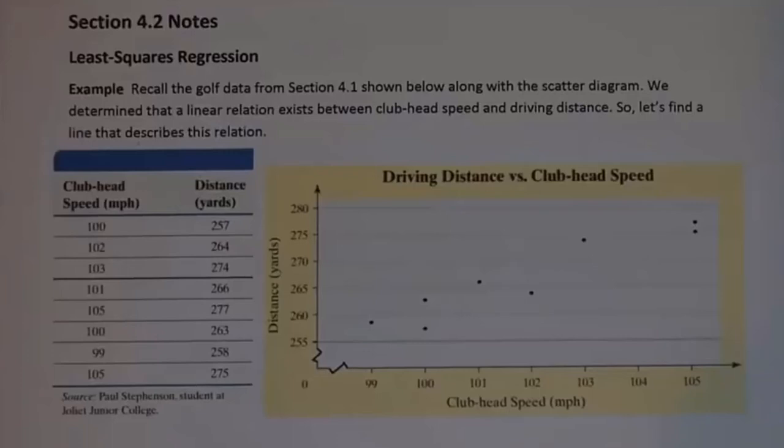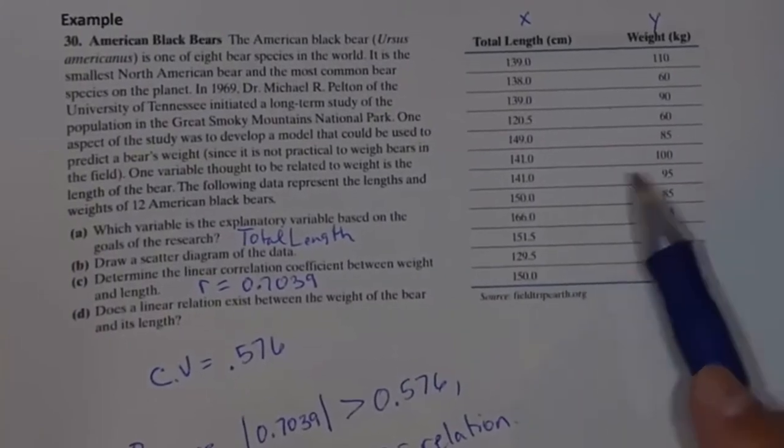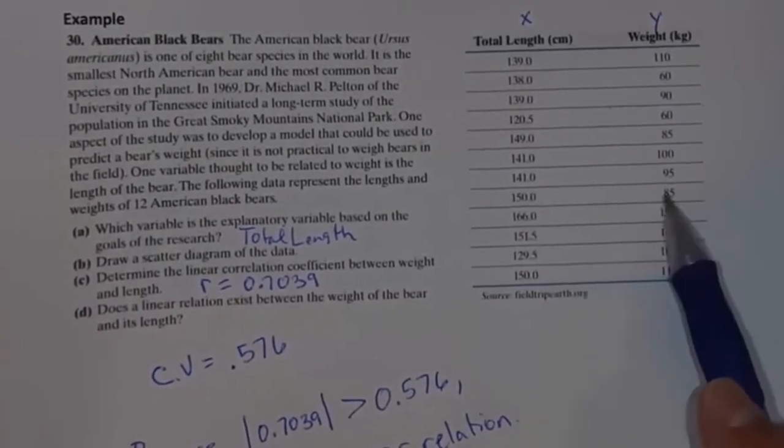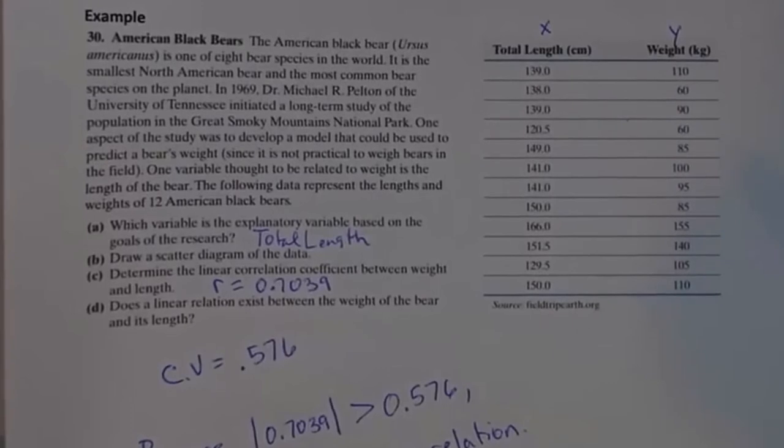In section 4.2, we're going to look at least squares regression. Sometimes this is called linear regression. So the idea in this section is that we have determined there is a linear relationship between two variables. So if there is a linear relationship between the two variables, then we want to determine what that linear relationship is. In other words, for example, on our bear problem, if there's a linear relationship between the length of the bear and the weight of the bear, could we find the equation of the line that best describes that relationship?